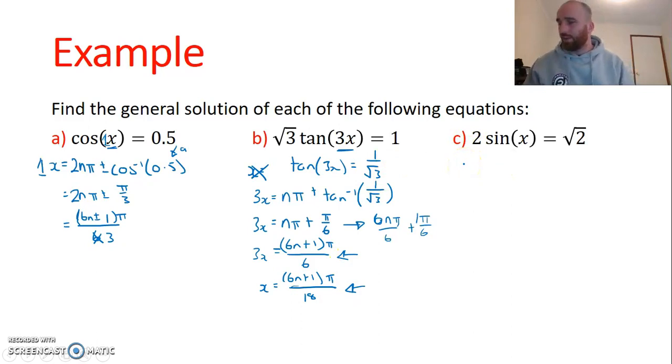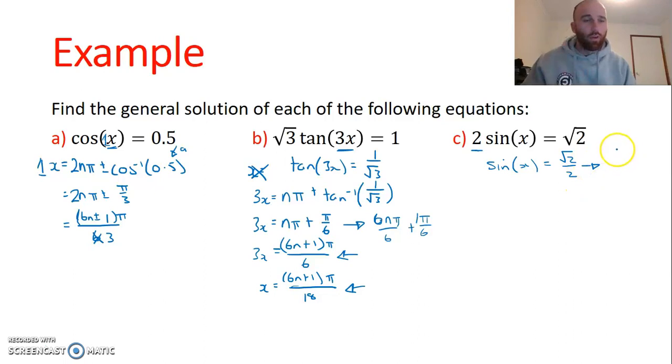Okay, and the last one we're going to use the sine one as well. What we need to do is get rid of that 2 first. So sine x is equal to square root 2 on 2. We should know by now that square root 2 on 2, remember, we're a bit weird in maths, so we don't like having our square roots in the numerator. We want it in the denominator, and that actually changes to 1 over square root 2.